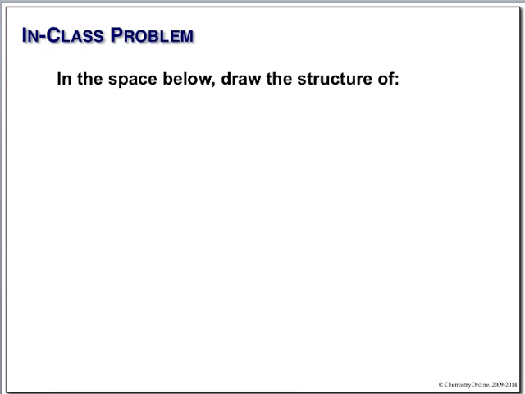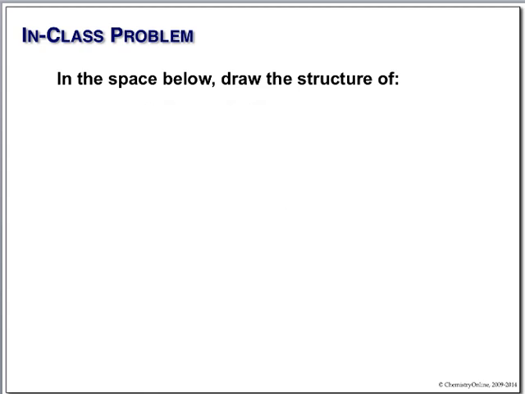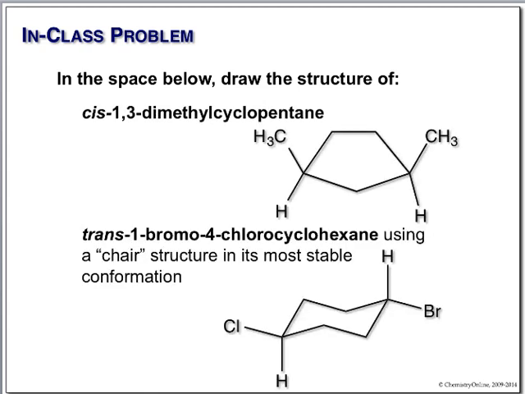How would it look if it was cis? If they were cis, there'd be one equatorial, one axial. Now remember, they must both be on the same side of the ring plane. The ring plane is defined this way, and so this chlorine and this hydrogen are cis to each other. Because they're both up, right? Yeah, this is down, this is down, these are cis to each other.